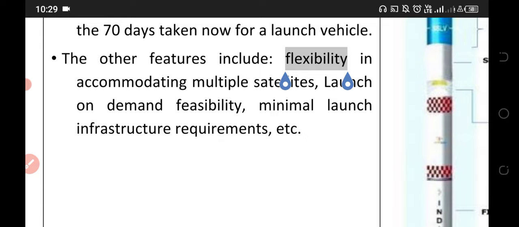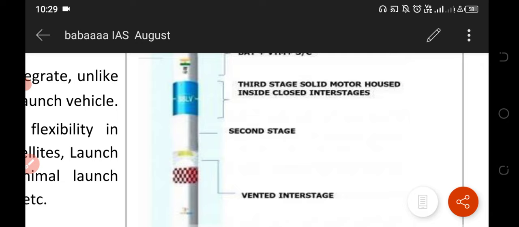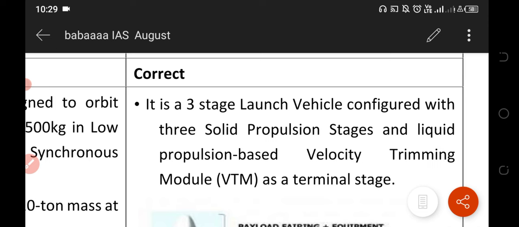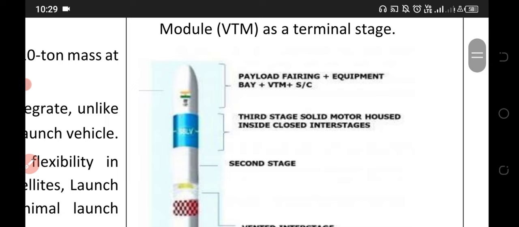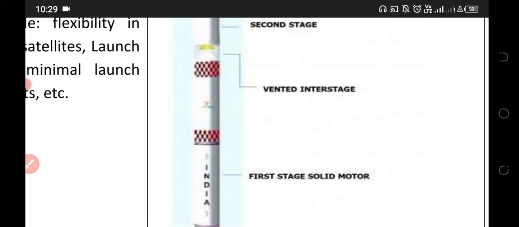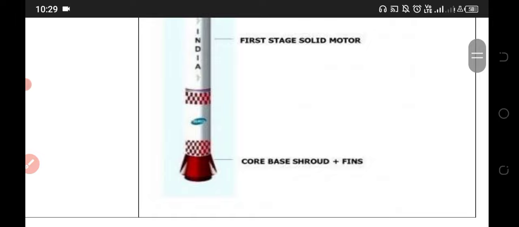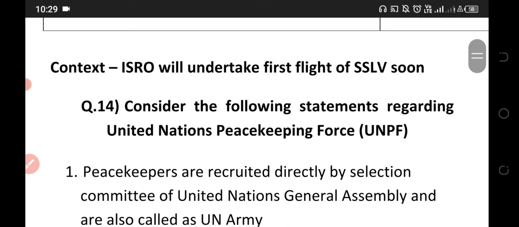It will take only 72 hours to integrate. It is a three-stage launch vehicle configured with three solid propulsion stages and a liquid propulsion based velocity trimming module as a terminal stage. Third stage solid motor housed inside closed interstage, second stage and vented interstage and first stage and core base shroud. ISRO will launch the first flight of SSLV soon.